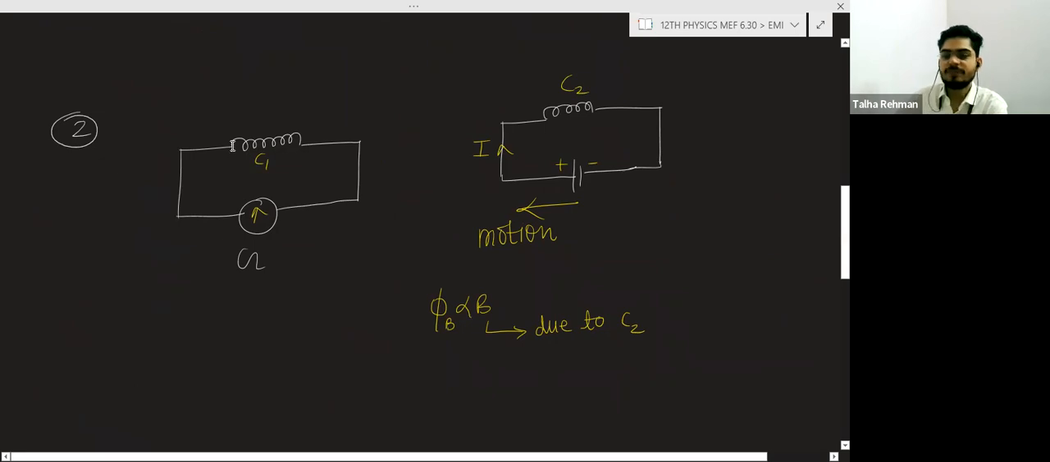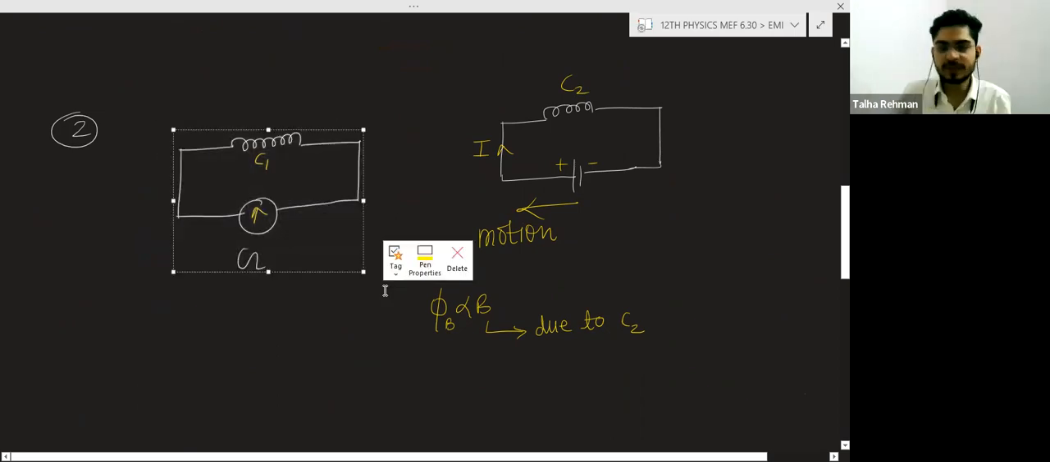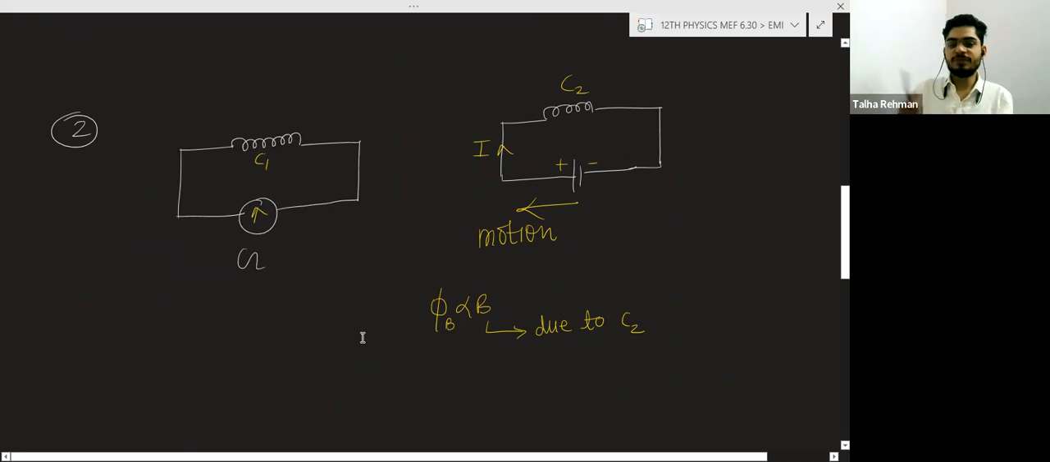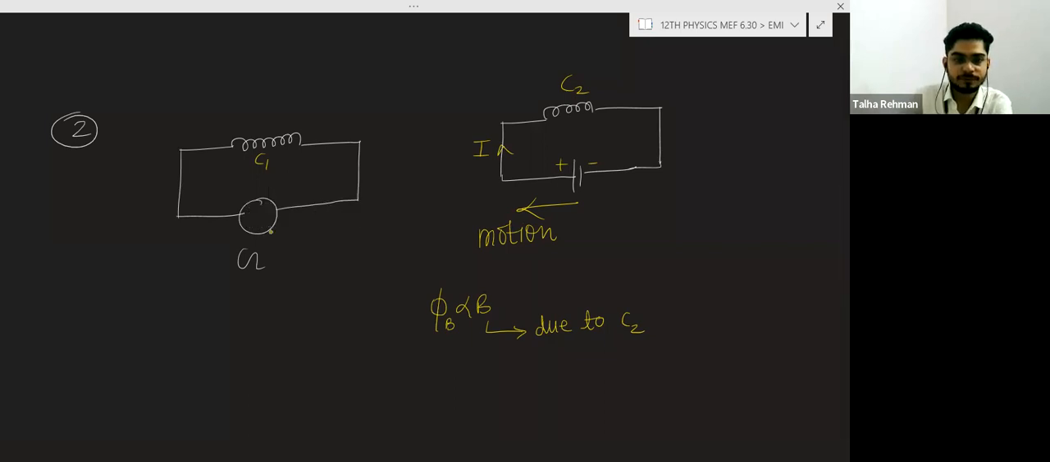So magnetic field will change, magnetic flux will change. Change in magnetic flux will induce the EMF in this circuit, and due to the induced EMF, there will be the induced current. So here there will be a deflection in the galvanometer. Small I is representing induced current. Now this is the explanation.